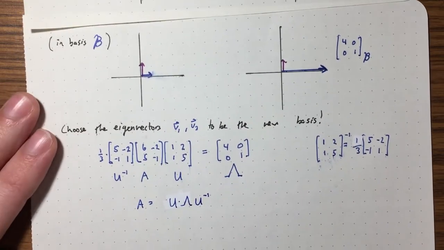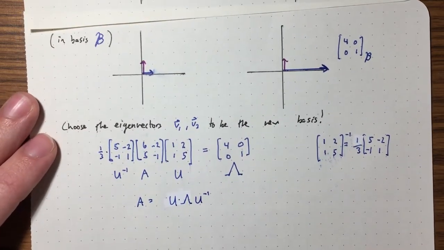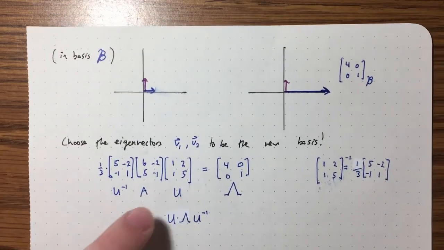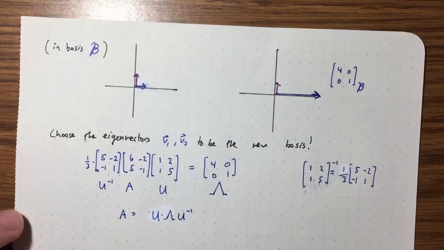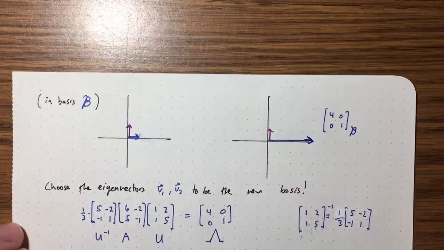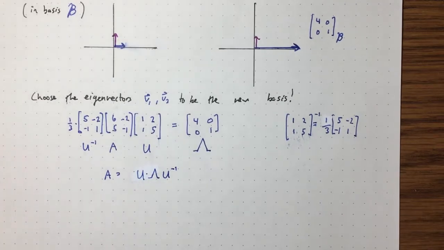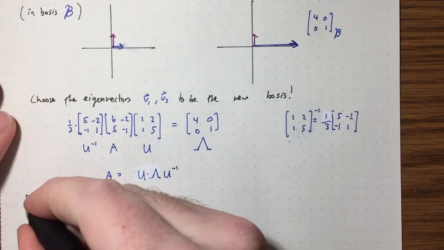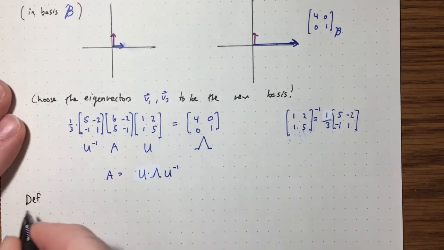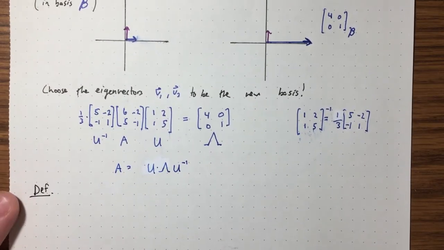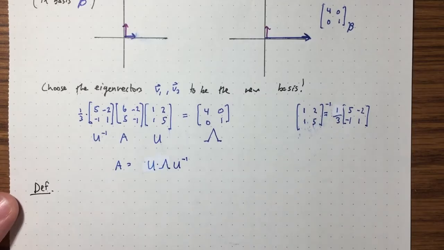Notice we need U to be invertible for this all to work out. So you really need our eigenvectors to form a basis, because again, the columns of U are the eigenvectors. I think that's enough motivation. Hopefully you kind of see the idea, but we'll do a bunch more examples.